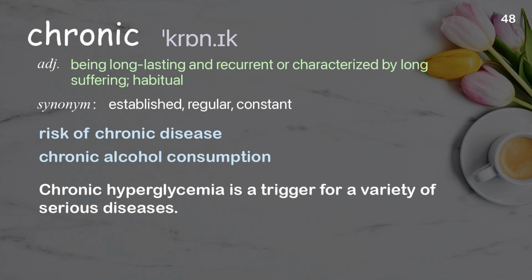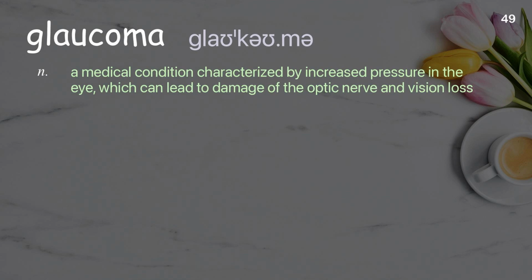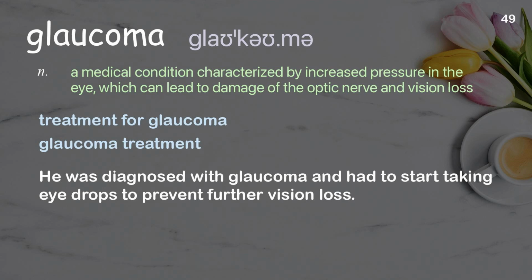Glaucoma. A medical condition characterized by increased pressure in the eye, which can lead to damage of the optic nerve and vision loss. Examples: treatment for glaucoma, glaucoma treatment. He was diagnosed with glaucoma and had to start taking eye drops to prevent further vision loss.